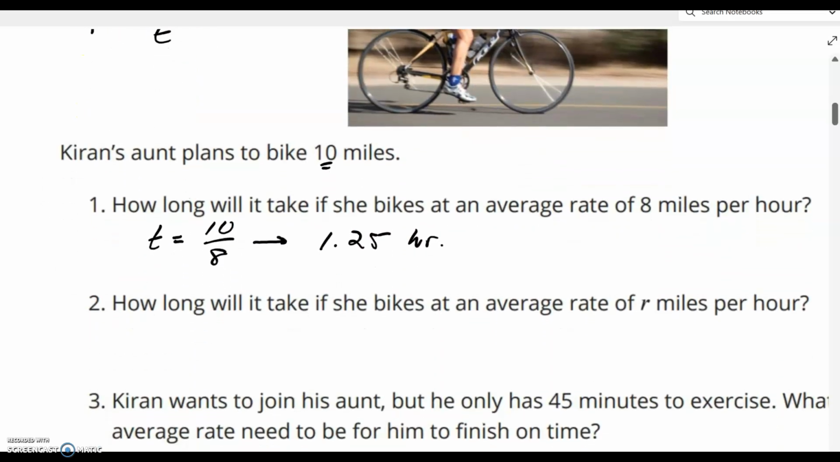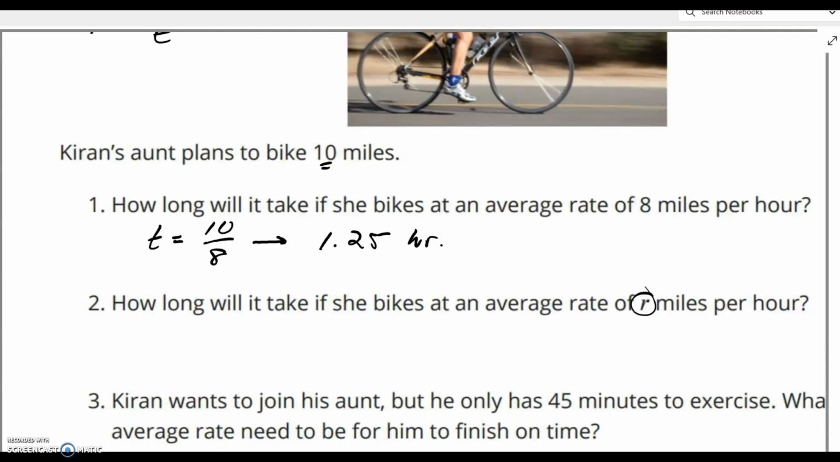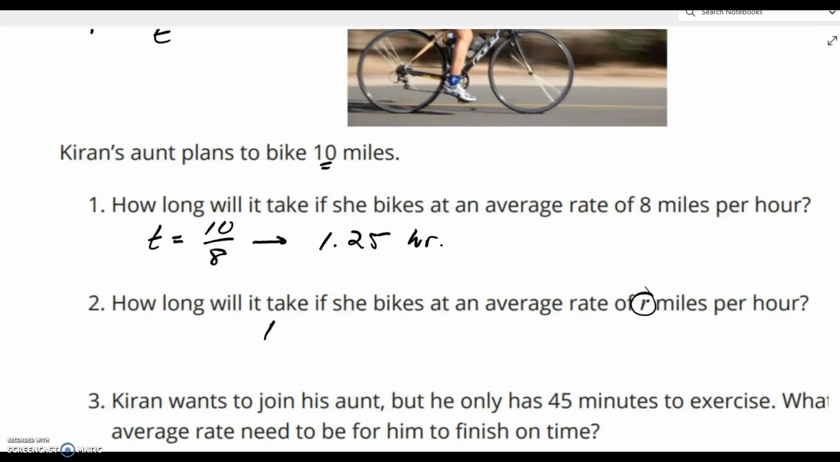Now, we want to know how long will it take if she bikes an average rate of R miles per hour. Well, that's really simple as well. How long will it take? Sorry about that. I opened the wrong page. How long will it take is the amount of time that it takes. She's still traveling 10 miles, but now we don't know her rate. Her rate could be anything. Okay, so we just leave R as a variable, and we'll see this is our very first rational equation.